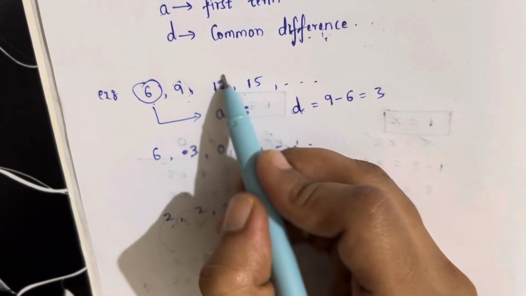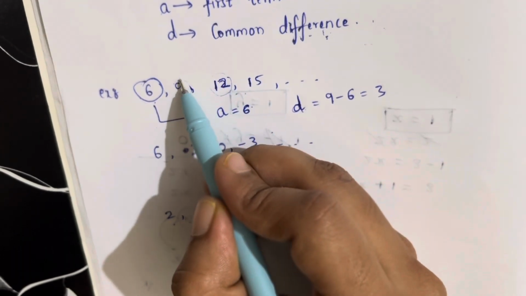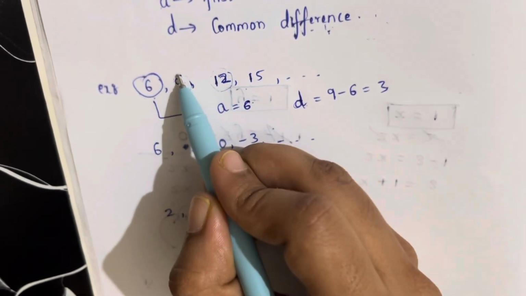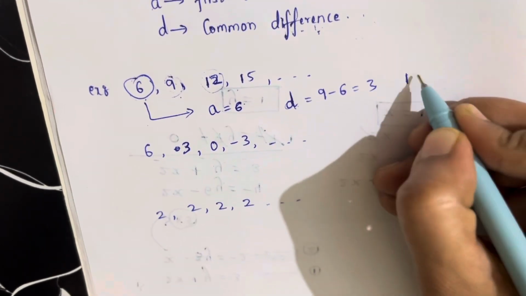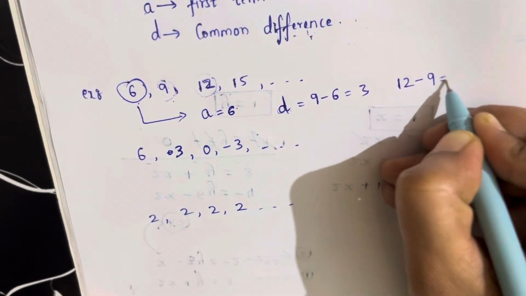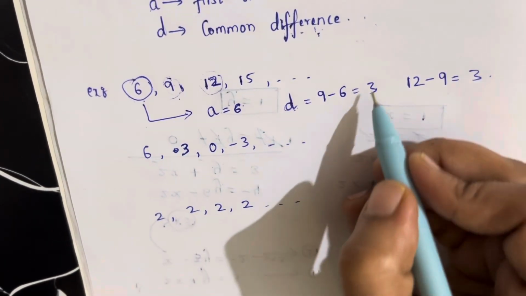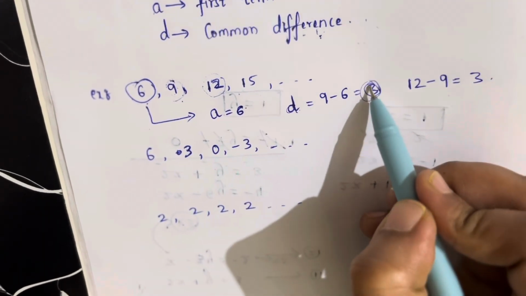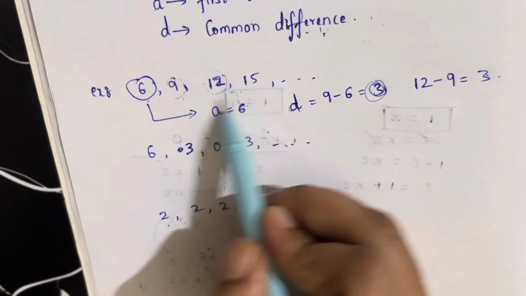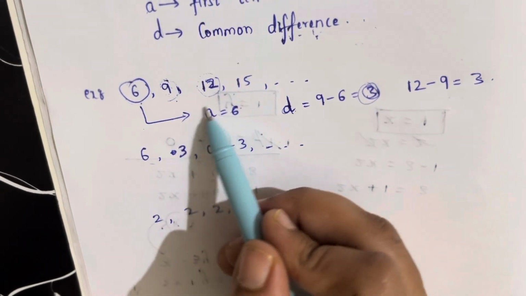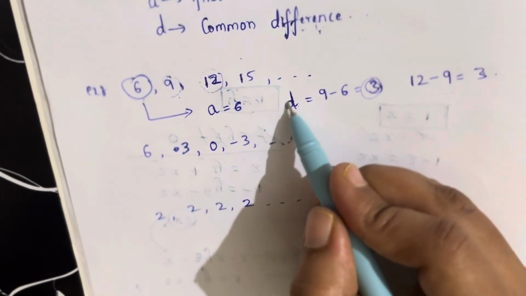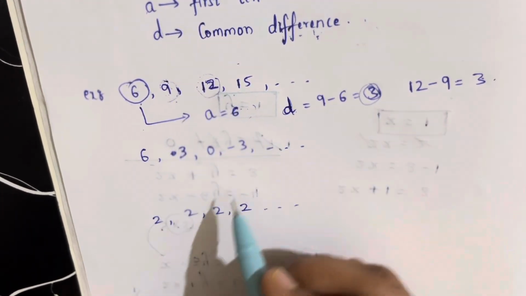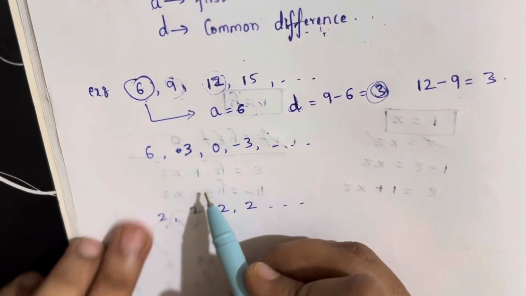In the same way, we take 12 and subtract the preceding number, the number which comes before it: 12 minus 9. What is 12 minus 9? 3. The difference between all the numbers is the same, 3. So this is an arithmetic progression. Here the first term is a equal to 6 and the difference is 3. Okay, one more example.